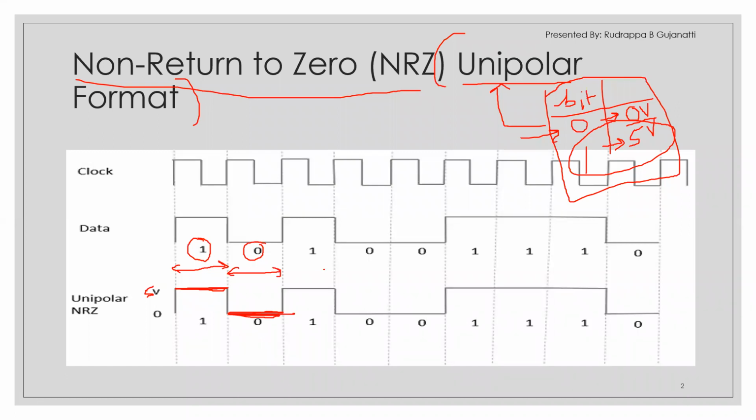Now going further, the next one is again logic 1, so again it will be represented with 5 volt. Next one is 0, which will be represented with 0 volt. Next one 0, represented with 0 volt, and so on. It continues based on what bit you want to represent.